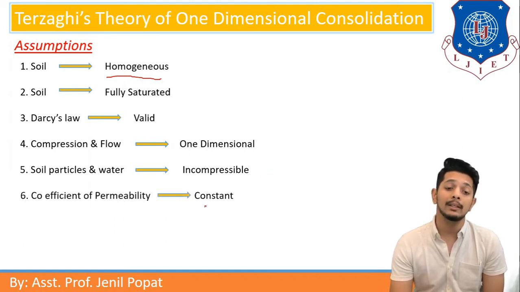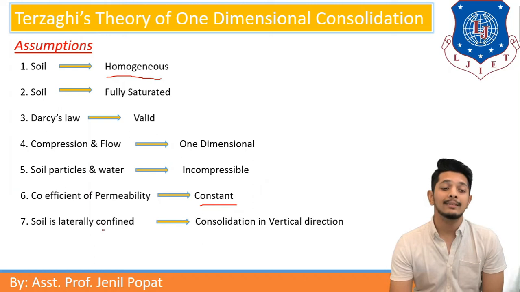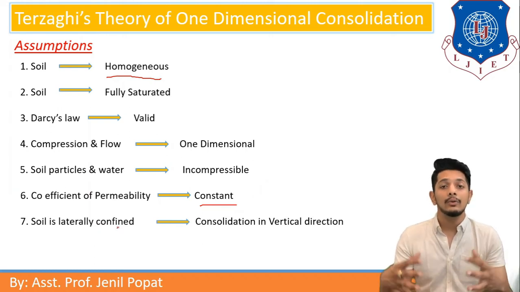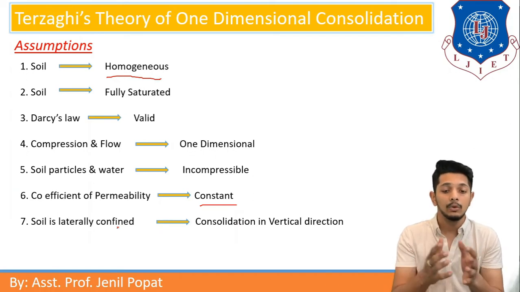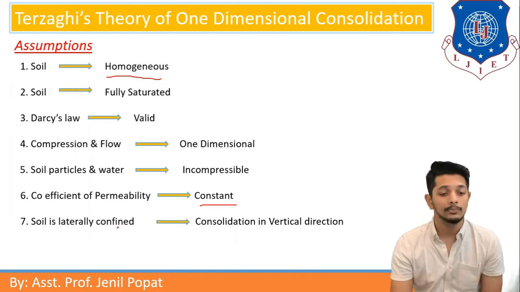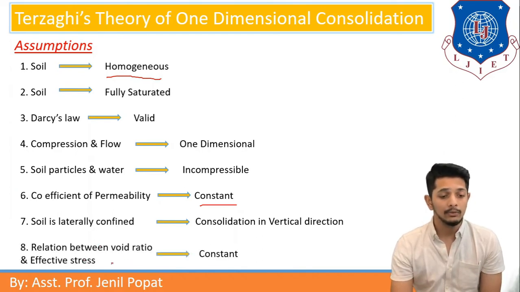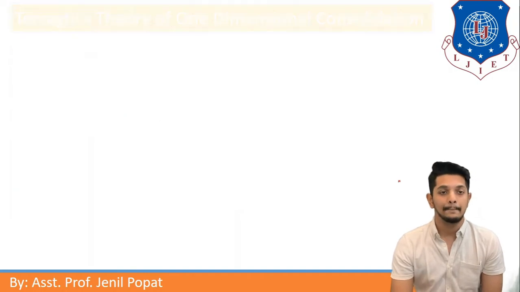Coefficient of permeability should be constant. So K should be constant. Soil is laterally confined. So from lateral directions, soil is confined. It is fixed from lateral dimensions. So consolidation in vertical direction only will take place. So let us move further. Relation between void ratio and effective stress should be constant. Let us move further to theory.